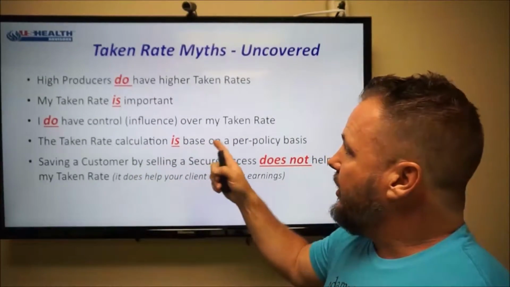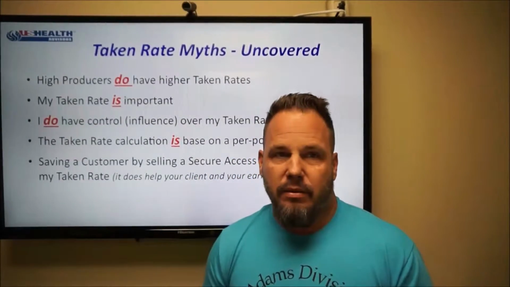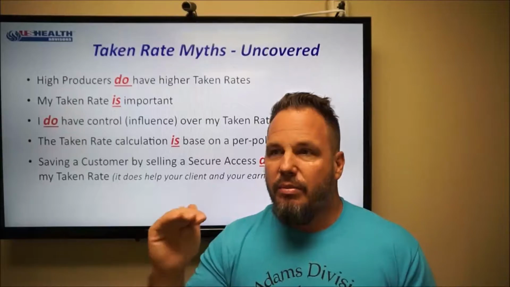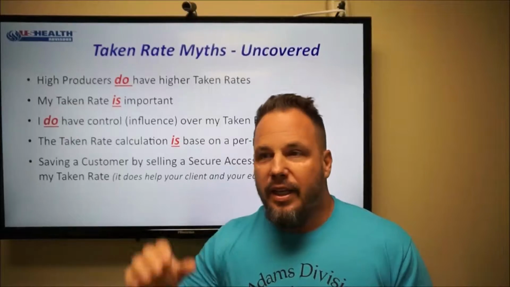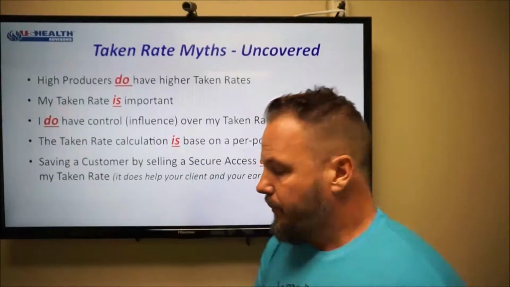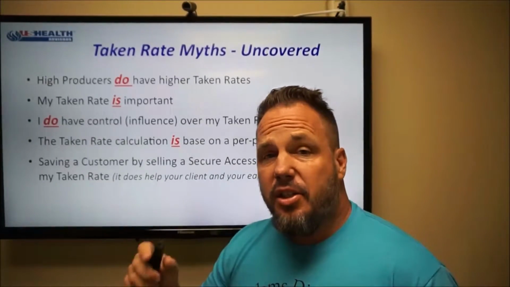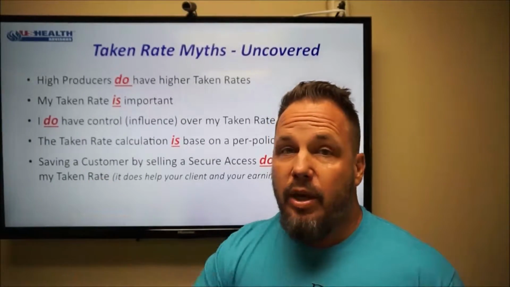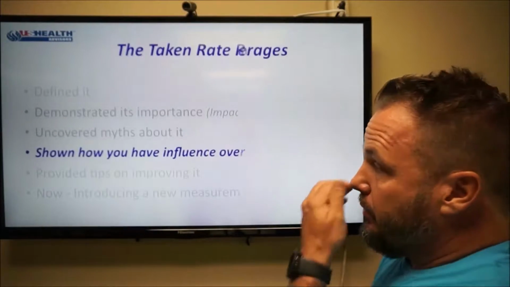The take-in rate calculation is based on a per policy basis, not on a per person basis. Okay? So what that means is for every policy you submit. So if you submit a policy for Joe Smith with a Premier Choice, and then you submit a policy for Joe Smith on a Secure Advantage, and neither one of those gets approved, that's 2 hits on your take-in rate. Okay? Saving a customer by selling Secure Access does not help your take-in rate. Secure Access is an association. It's not an underwritten health insurance plan like we talked about yesterday, so it does not help your take-in rate. Let's see how you have influence over this.